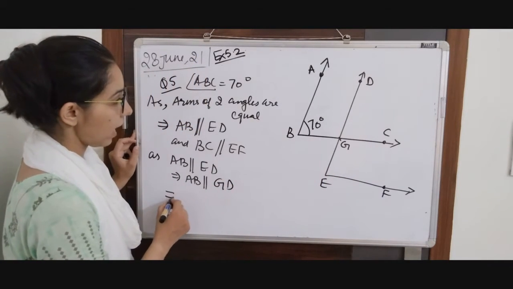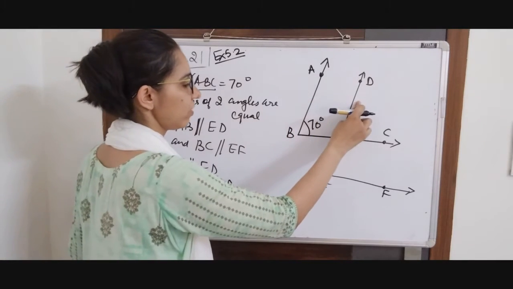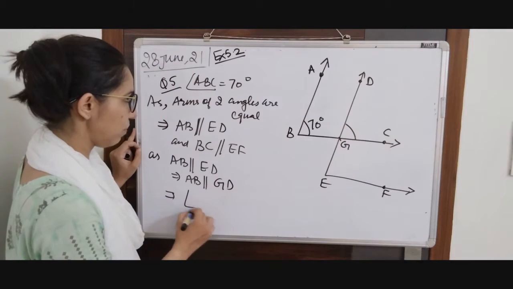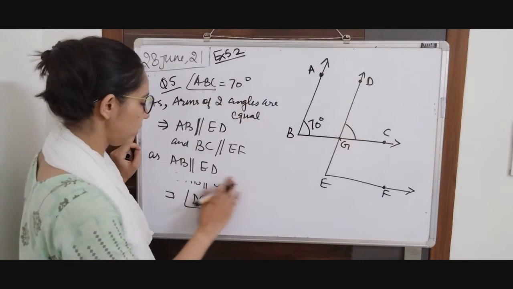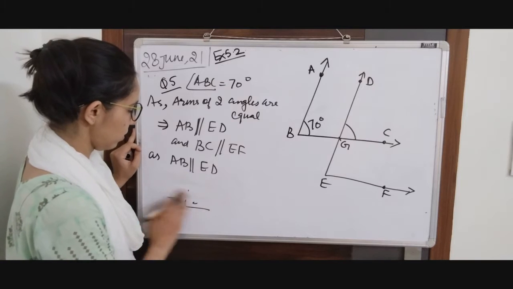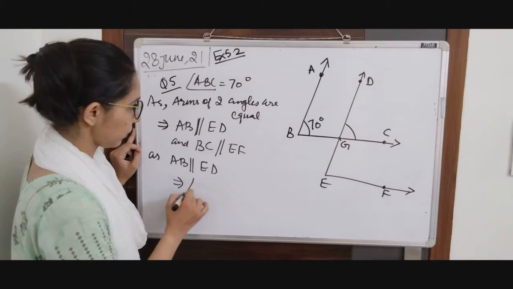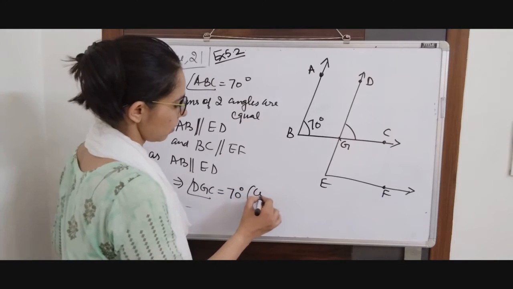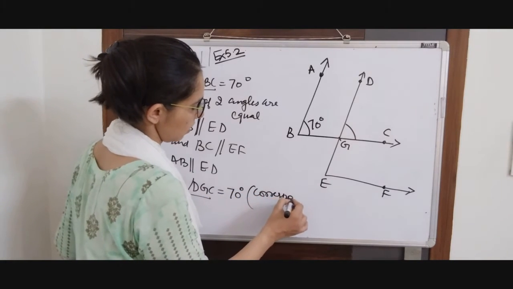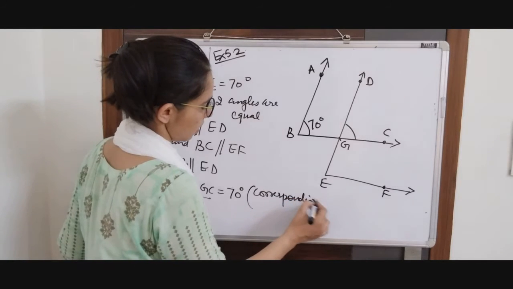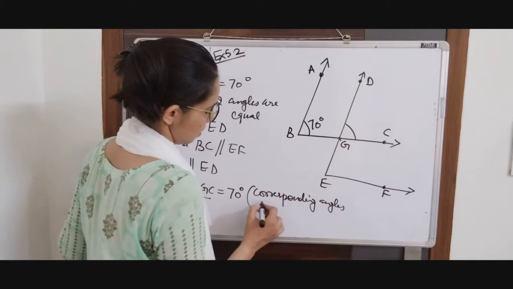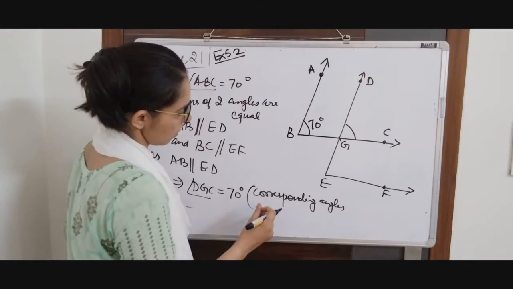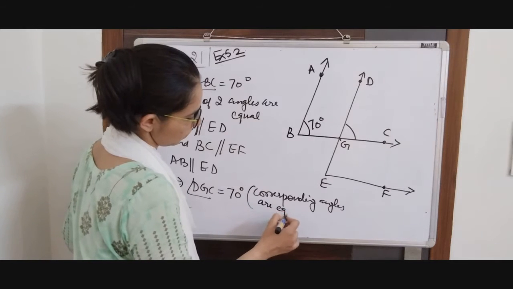And if this line is parallel to this line, then this angle DGC, you can write this directly, angle DGC is going to be 70 degree because corresponding angles are equal.